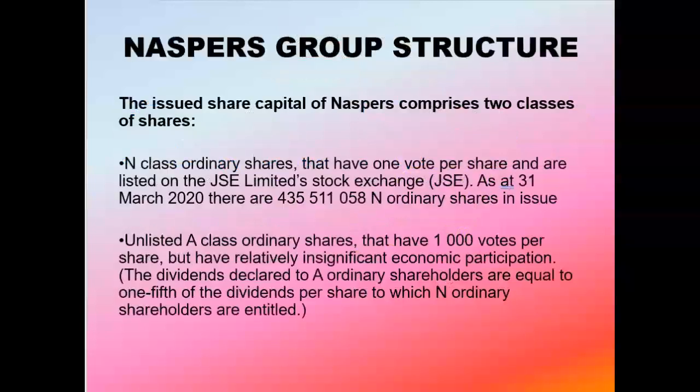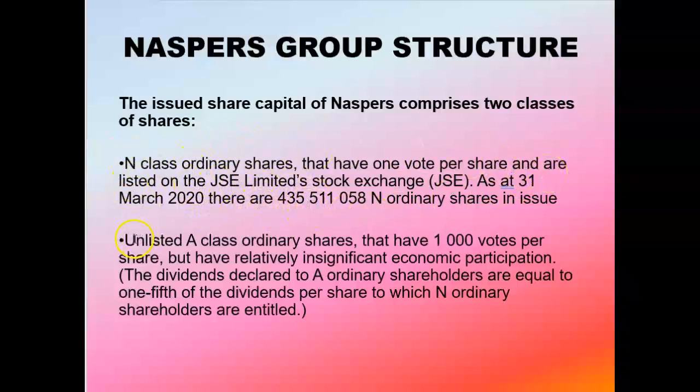Now, I want to take you back to the Naspers group structure again. The issued share capital of Naspers comprises two classes of shares. They have N-class ordinary shares that have one vote per share and are listed on the JSE Stock Exchange. As at 31 March 2020, there are 435 million N ordinary shares in issue. They have one vote per share. They're trading on the JSE, so any person can acquire that share. There are 435 million of them in issue.